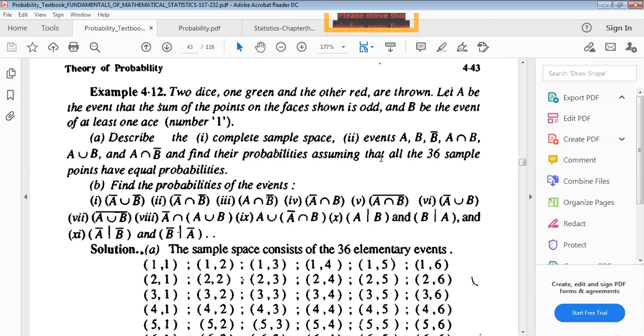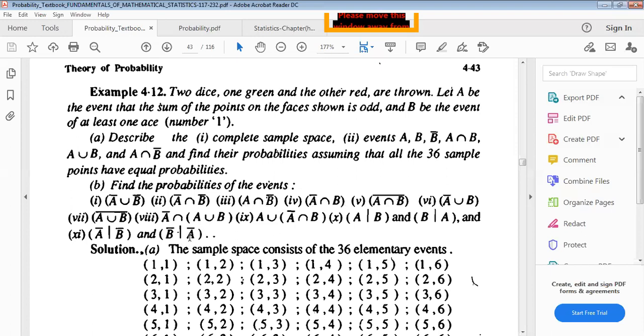Find their probabilities, given that all the 36 sample points have equal probabilities. Number B, find the probabilities of the events in number 1: complement of A union complement of B. That means A will not happen or B will not happen. A will not happen intersection B will not happen, A will happen intersection B will not happen, A not happen intersection B happen. That means we have to find out this whole probability. At last, B will not happen if A does not happen.